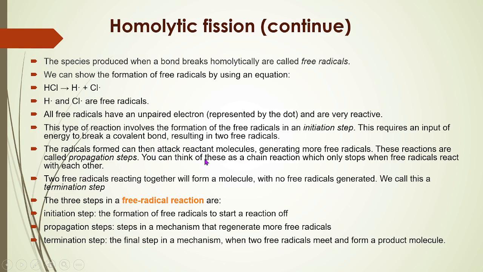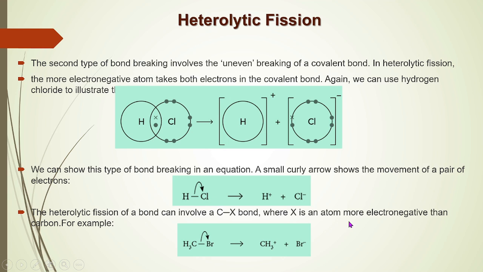The radicals formed can then attack reactant molecules, generating more free radicals. These reactions are called propagation steps. You can think of these as a chain reaction which only stops when free radicals react together with each other. So two free radicals reacting together form a molecule with no free radical generated. We call this the termination step. So initiation, propagation, termination: these are the three free radical steps in the reaction.